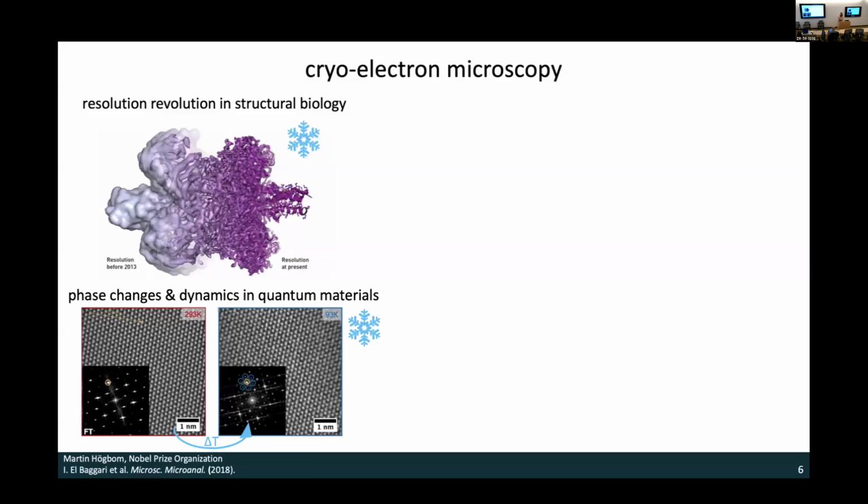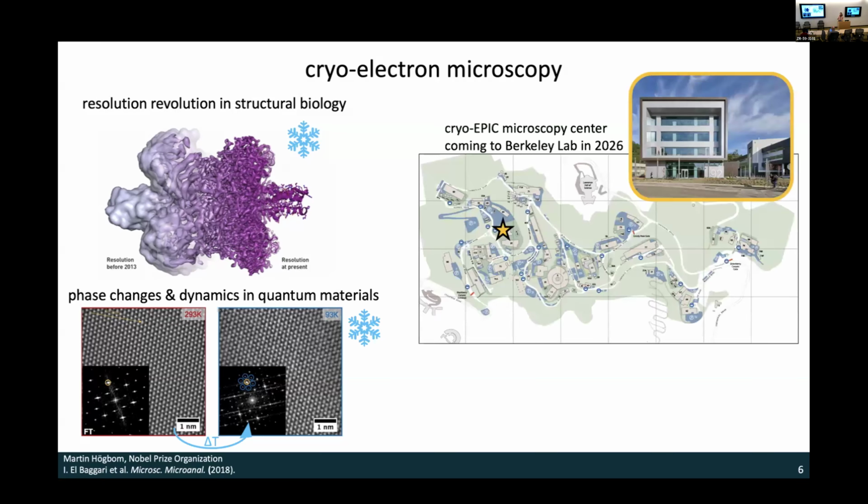The second thing you can do with cryo-electron microscopy is studying quantum transitions. So cooling samples down to either liquid nitrogen or liquid helium levels and being able to probe very subtle structural changes. Now, the reason that this is important, and the reason that I wanted to bring this up at the beginning of my talk, is you may or may not know, but there is a new microscopy center coming to Berkeley Lab next year. This is CryoEpic.